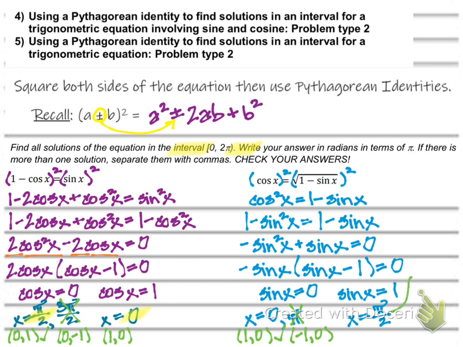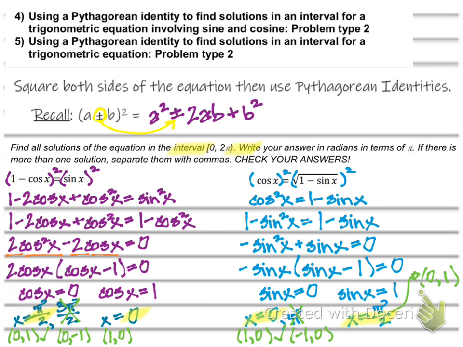And then if we look at pi over 2, the ordered pair at pi over 2 is 0, 1. So plugging in 0, 1, 0 on the left, and then on the right, I would have the square root of 1 minus 1, which is 0. So my answers are 0 and pi over 2. So it is really important that you check those zeros, okay?